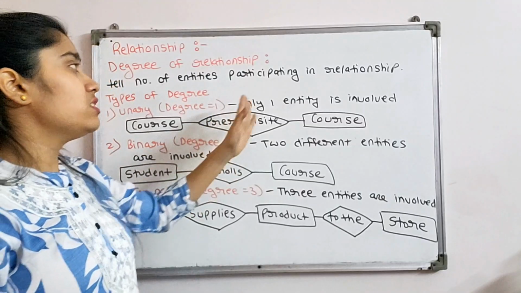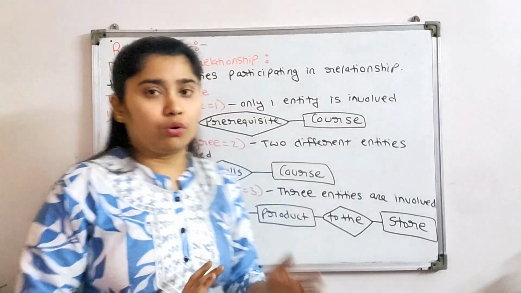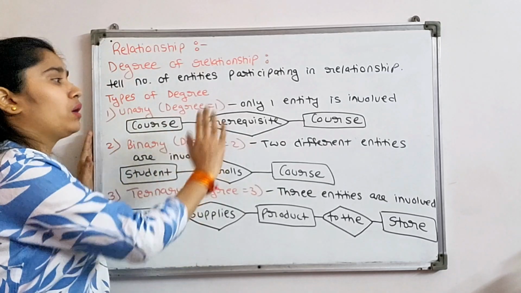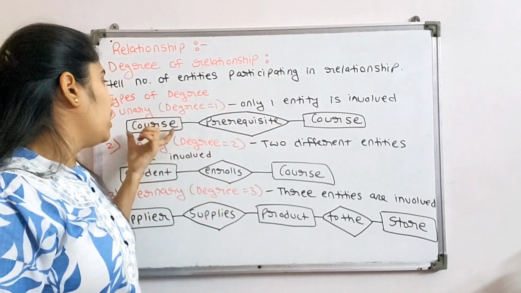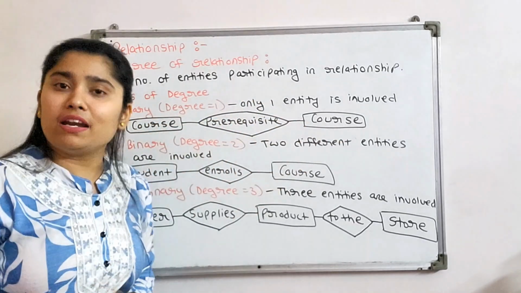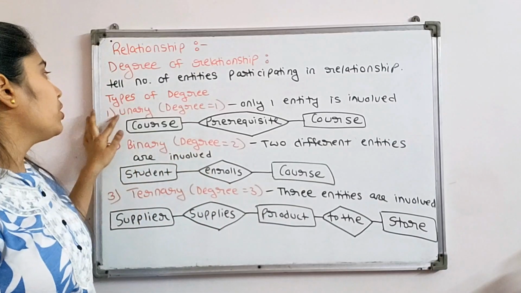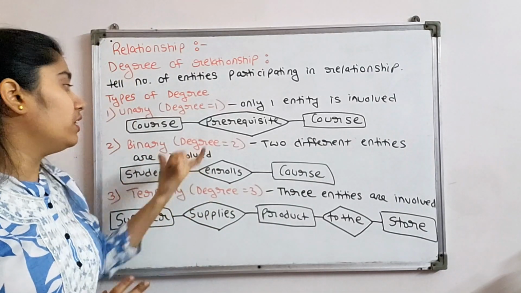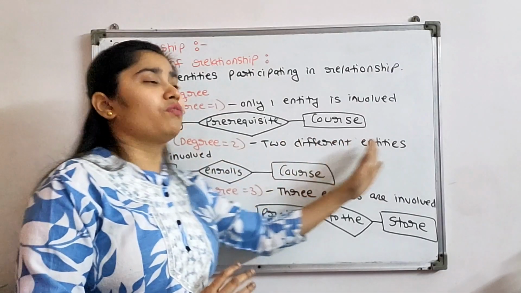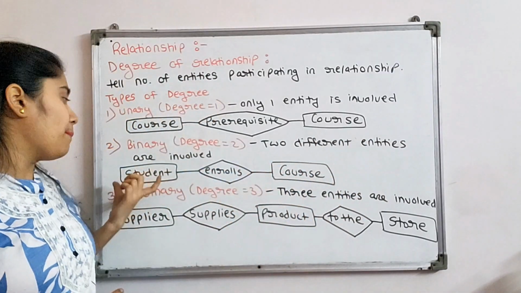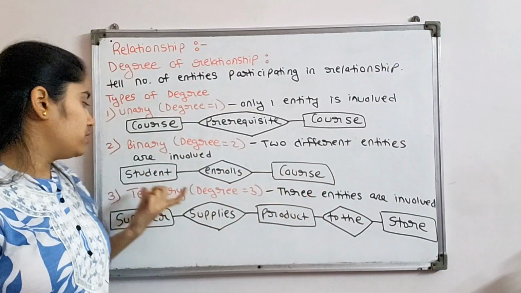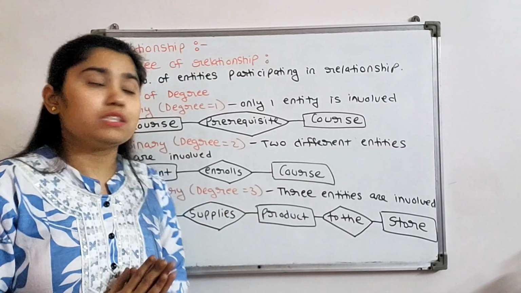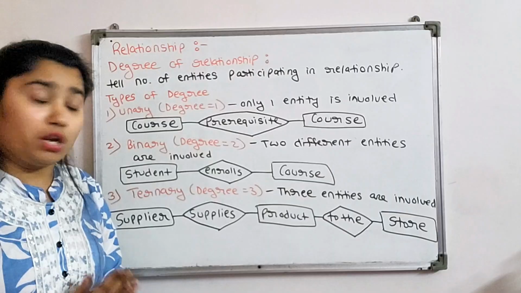In the unary relationship the degree is equal to 1. In this, only one entity is involved. For example, a course and its prerequisite course. Here it is course and course, only one entity, so it is a unary relationship. Second is the binary relationship, where the degree is equal to 2, where two different entities are involved. For example, student enrolls in course: one entity is student, another is course. There are two entities, so it is a binary relationship.